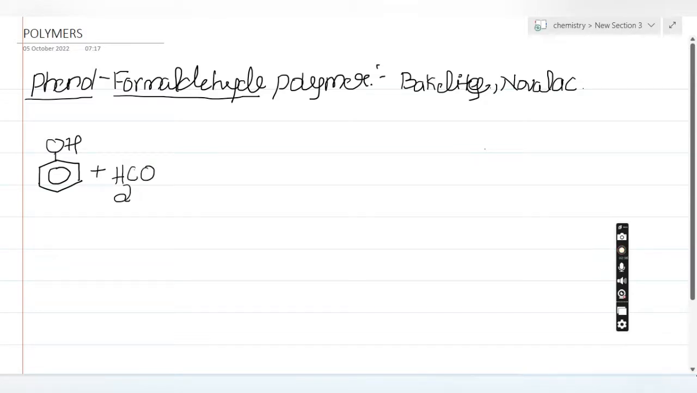So here what will happen? As usual, hydrogen will be there here, and here also hydrogen will be there. Why am I writing the ortho and para products? Because the OH group is a ring activating group. So it will direct the incoming electrophile only towards the ortho or para position. So you just add one hydrogen here and you get the product.